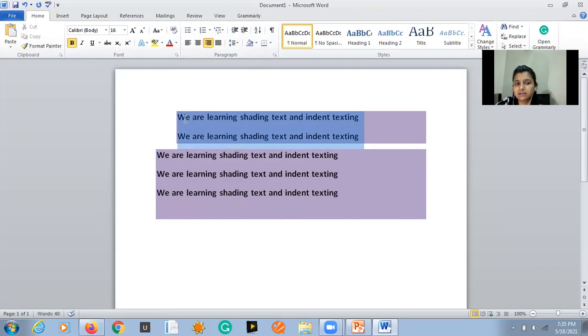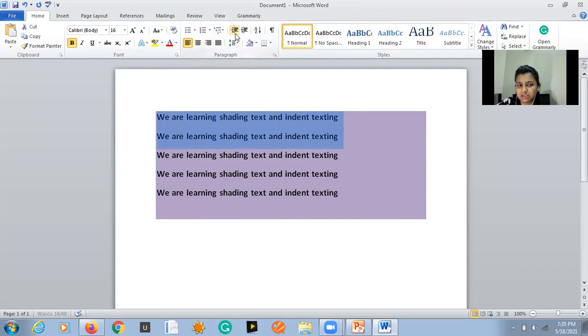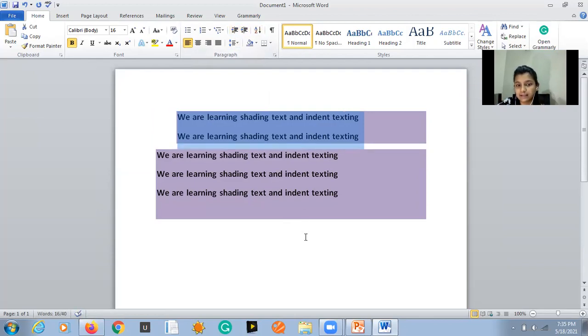Now decrease is like going to the left hand side. You can see going to the left hand side, that is decrease. Then going to the right hand side is like this. Okay, so these were the two options we did in today's class. Now I hope you have understood this well.